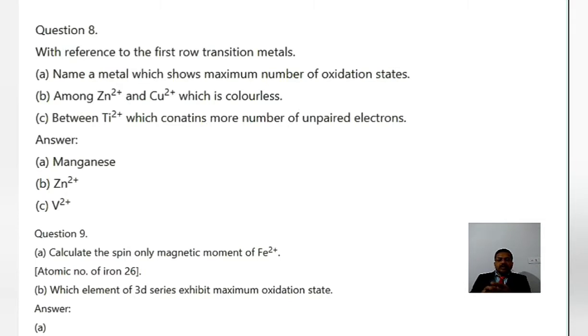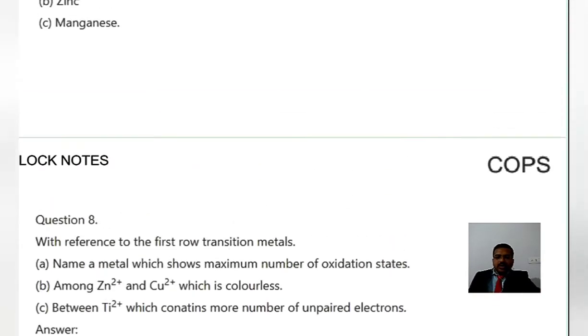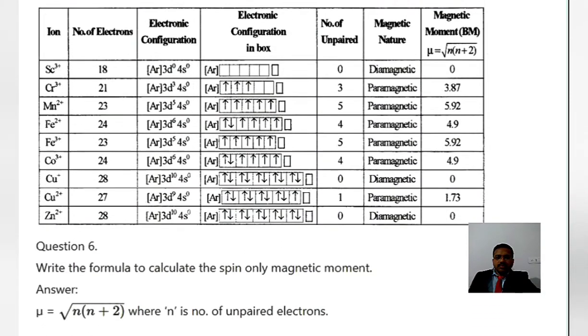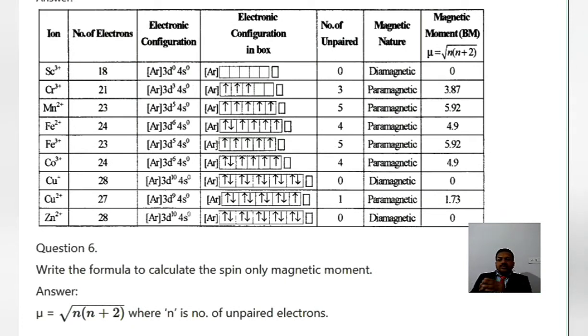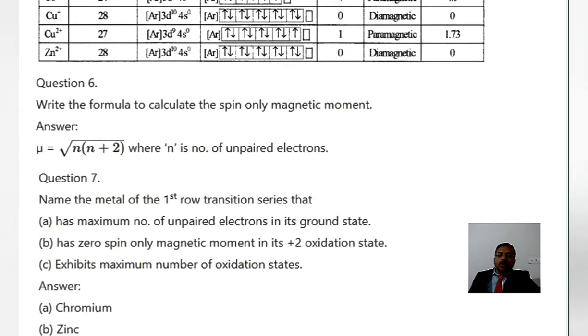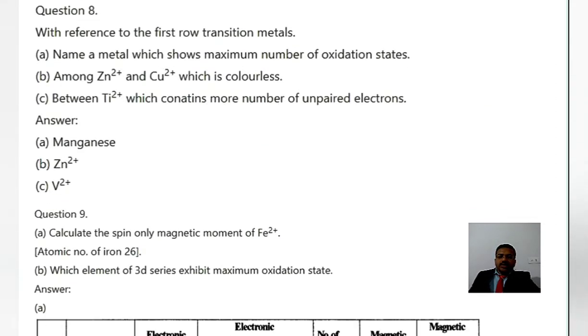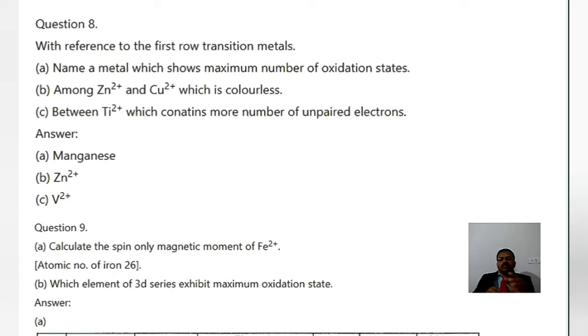Question number C, between titanium 2+ and vanadium 2+, which has got more number of unpaired electrons? If you compare the electronic configuration, you have to write the electronic configuration of vanadium and titanium, and then check which has more unpaired electrons. When you do this, you can see that vanadium 2+ will be exhibiting more number of unpaired electrons.